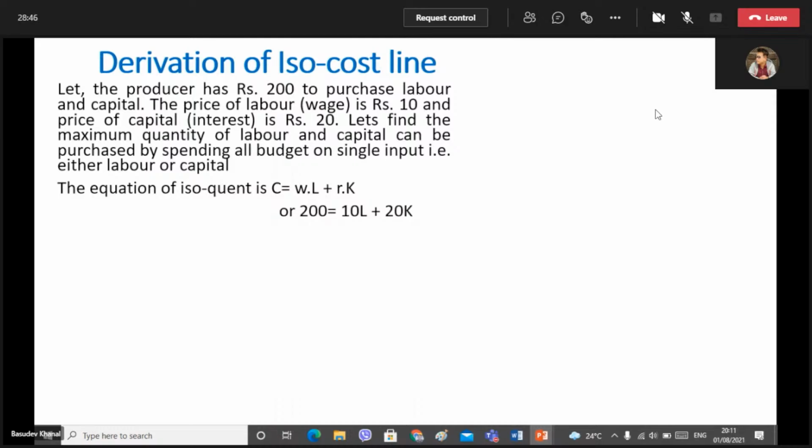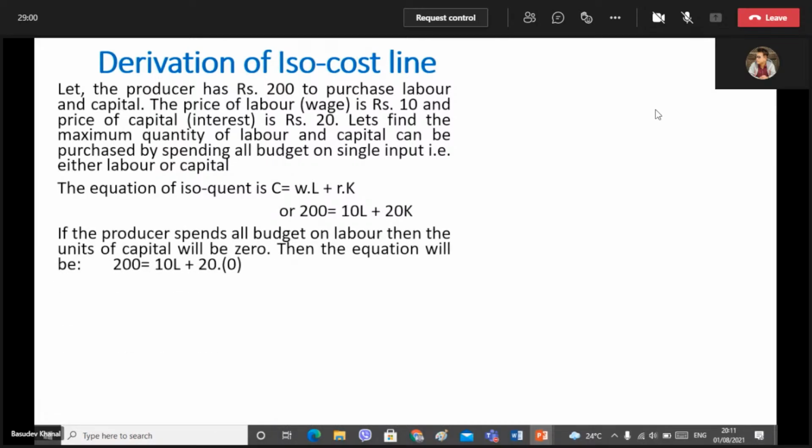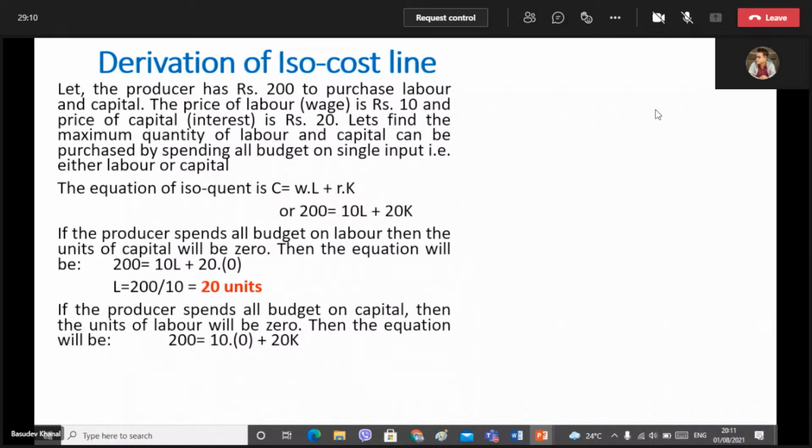If all the 200 is spent on purchasing labor, capital will be 0. If all 200 is spent on purchase of capital, labor will be 0. You can see here 200 equals 10 L plus 20 times 0, and L equals 200 divided by 10, equal to 20 units. Similarly, if the entire budget is spent on the purchase of K, the value of K will be 10 units. By plotting these 20 and 10 units of labor and capital in a diagram, we get an ISO cost line.